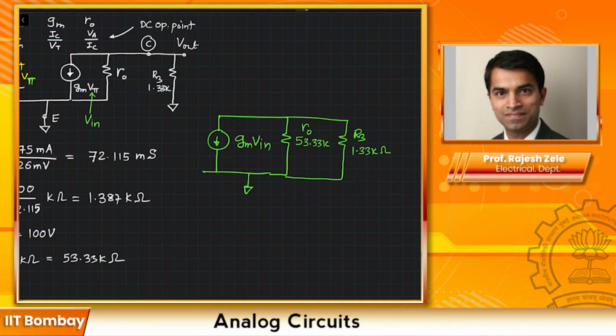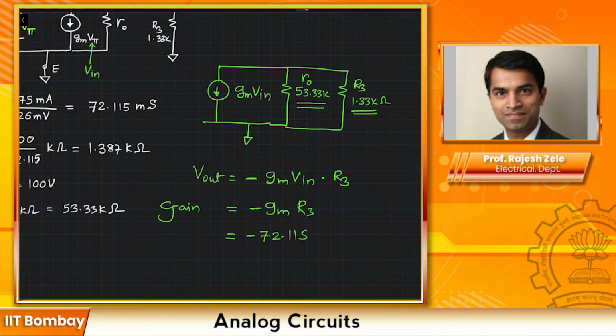So if I have to do a back of the envelope calculation, I can quickly tell that R out is much larger than R3. So we can safely ignore R out and we can figure out the gain: Vout is equal to minus gm times Vin times R3. So the gain will be equal to minus gm times R3, 72.115 milli multiplied by 1.33K, and this is going to be equal to minus 96.15. What does the minus sign indicate here? Minus sign indicates inversion.